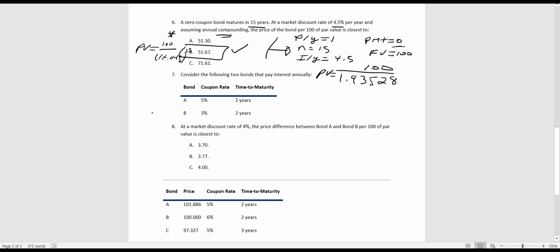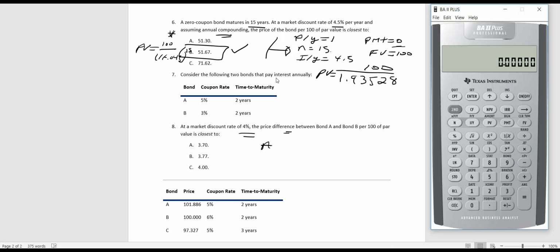Okay, so this next question is a neat one. It says consider two bonds that pay interest annually at a market discount rate of 4%. The price difference between A and B is closest to what? So what they're doing here is just two questions mixed in one, and they just want you to calculate the price, the present value. For bond A, let's bring up the calculator very quickly, and they're paying interest annually, so just check second PY. For the first bond, it's a market discount rate of 4%.